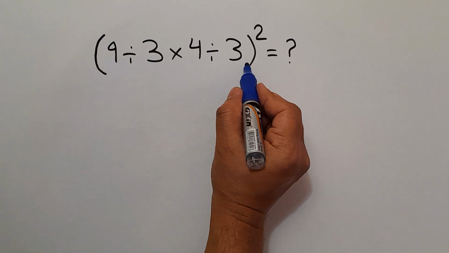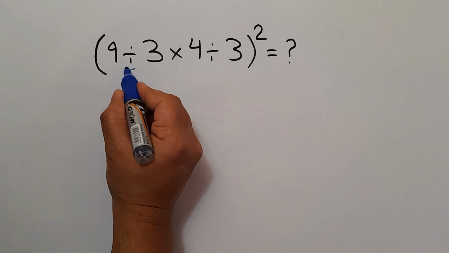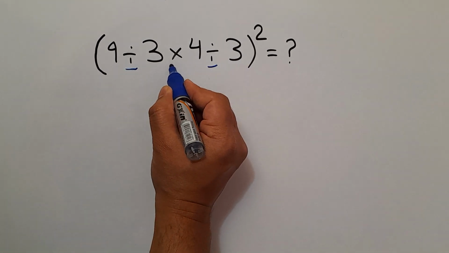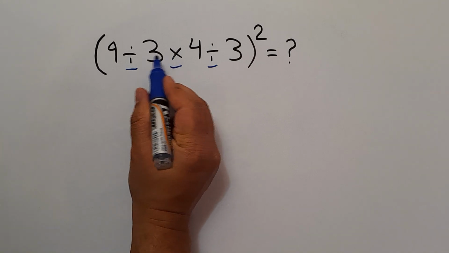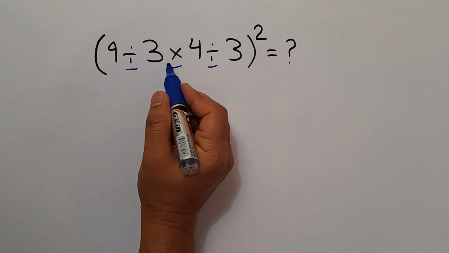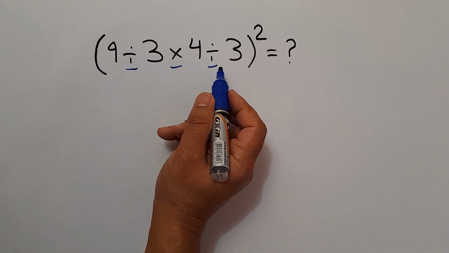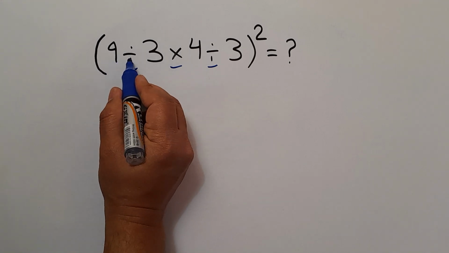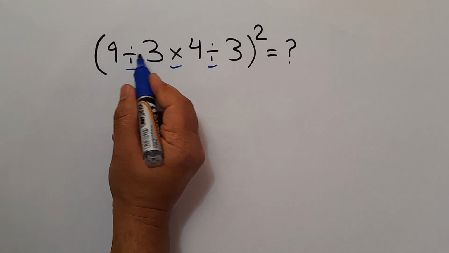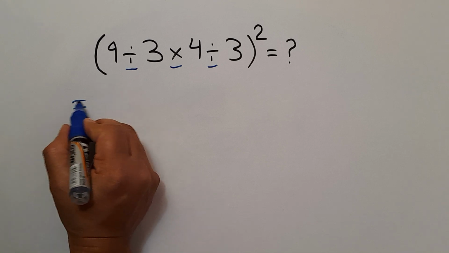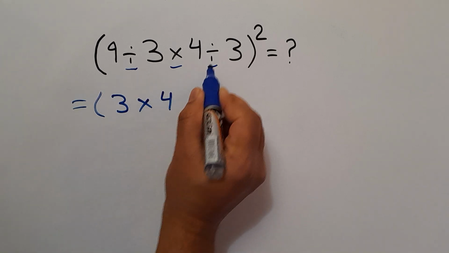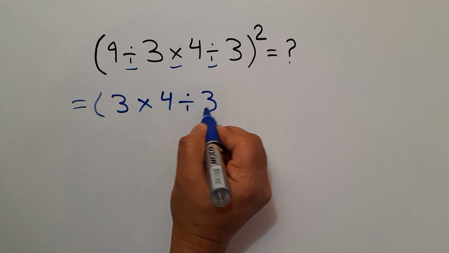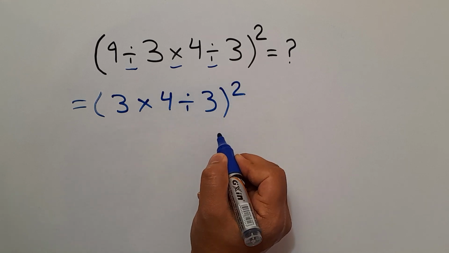In the base we have 2 divisions and 1 multiplication. As we know, multiplication and division have equal priority and we have to work from left to right. So first 9 divided by 3, which equals 3. So we have (3 × 4 ÷ 3)².